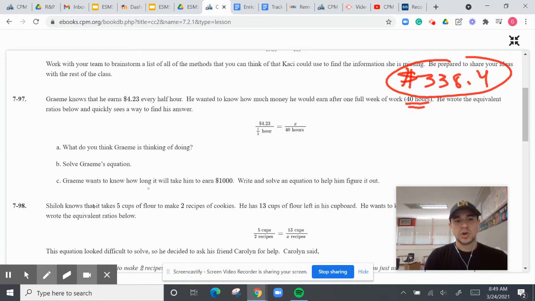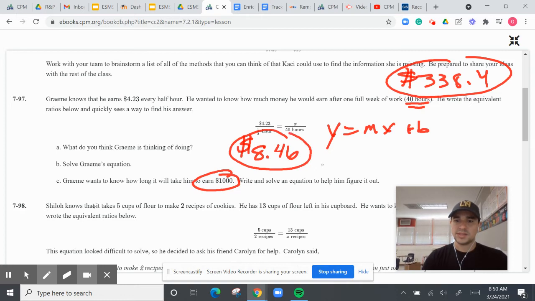He wants to know how long it will take him to earn $1,000. So one way you can do that is know what your rate is. Remember, like y equals mx plus b. Well, we don't really have a starting point. We know what our rate is, right? We know our rate is going to be $8.46. So my rate is going here. So that's y equals 8.46x.